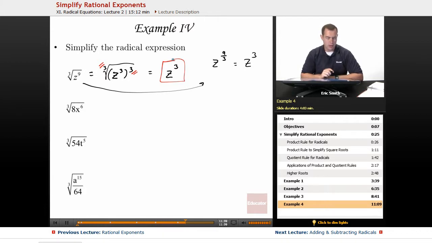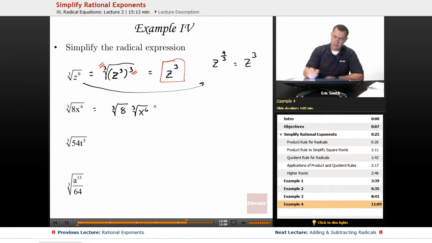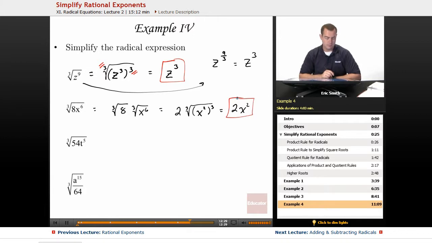Okay, the cubed root of 8x to the 6th. So I'm looking at the cubed root of 8 and the cubed root of x to the 6th. Well, that would reduce to 2. And then this would be like x squared, cubed. So 2 times x squared, that'd be the final reduced expression.